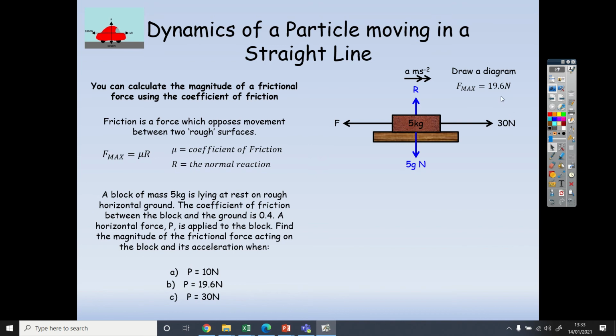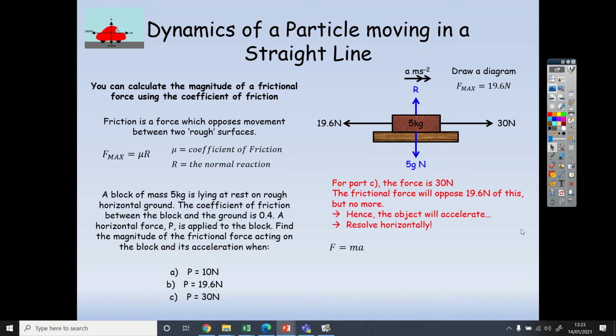But also a will be 0, because it hasn't started moving yet. Right, thirdly, 30 newtons. That's clearly exceeding F max, so we're going to get some positive value of a in that direction. And then we're going to use Newton's second law again to work it out. So F is maxed out, it can't go any higher than that. We're going to resolve horizontally using all the red stuff. So 30 positive, 19.6 negative equals 5a. Solve it and tidy up. So a is 2.08.